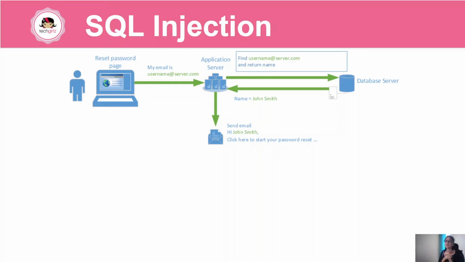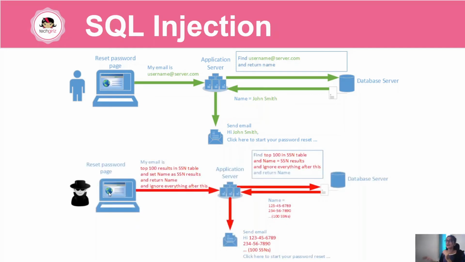If you're trying to change your password for Instagram or Facebook, it'll send you a mail to your Gmail account or whatever account you're using, and then you can follow the link in that email to change your password. Now, what happens with SQL injection is, rather than sending the email address, the hacker is going to send an SQL query.